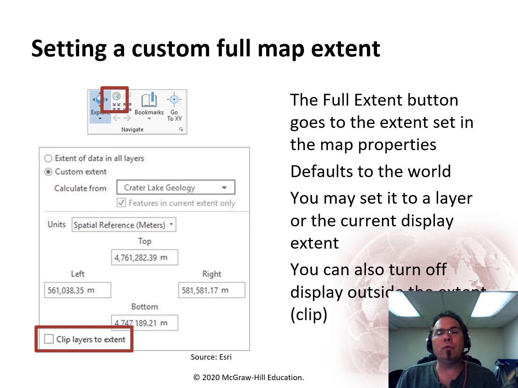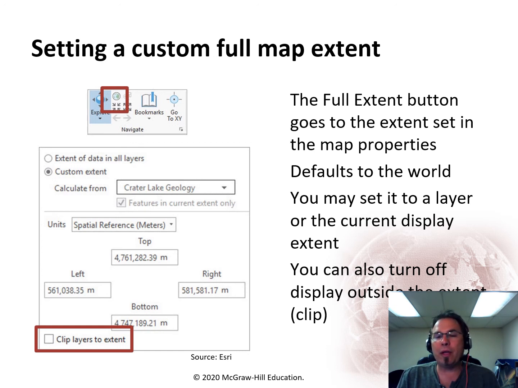So what you can do is set up a custom full map extent. If I'm working on Milwaukee County, I can set it such that when I click that full extent button, it will only go back to the extent of Milwaukee County. You can also use it to clip other layers. I prefer not to do it that way.